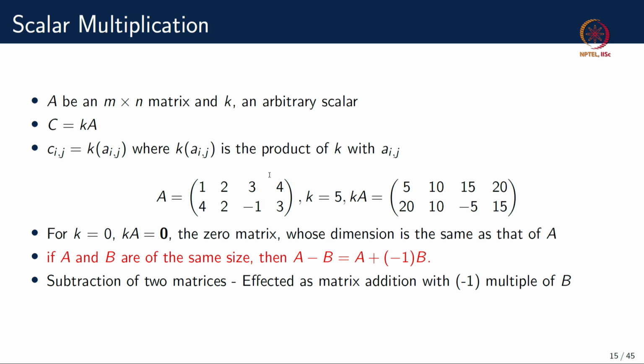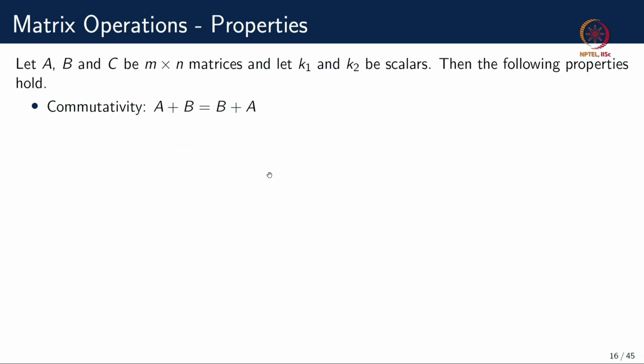Let us look at properties of matrix operations. These operations we will also see when we do operations on vectors in the later modules. Let A, B and C be m by n matrices and let K1 and K2 be scalars. Then the following properties hold.